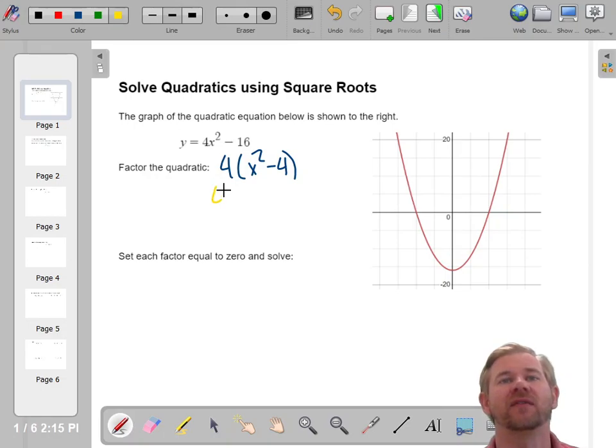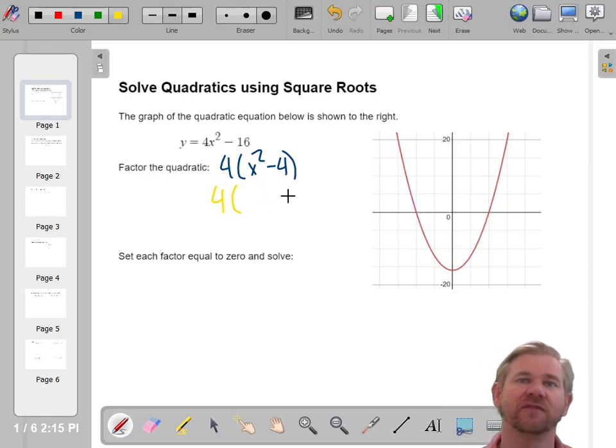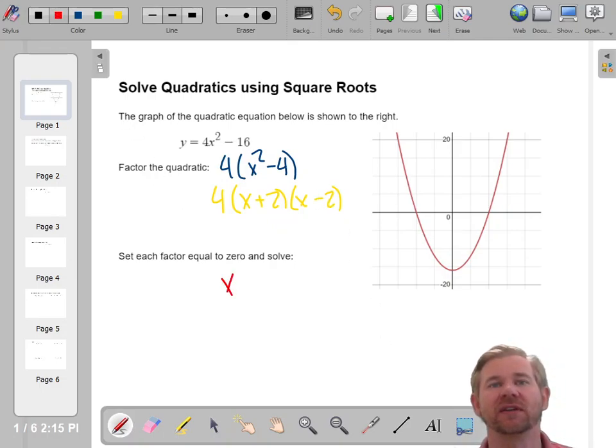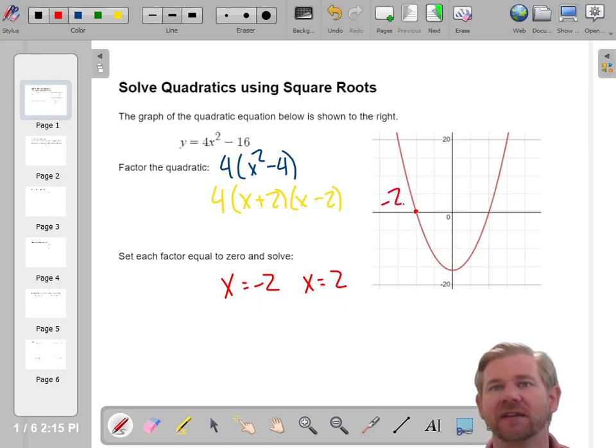And now we have x squared is a perfect square and 4 is a perfect square. So you take the square root of both. The square root of x squared is x, the square root of 4 is 2. And remember, one is plus and one is minus. So if I set each factor equal to 0, x plus 2 equals 0 when x is negative 2, and x minus 2 equals 0 when x is positive 2. If you look at the graph, that's negative 2, that's positive 2.